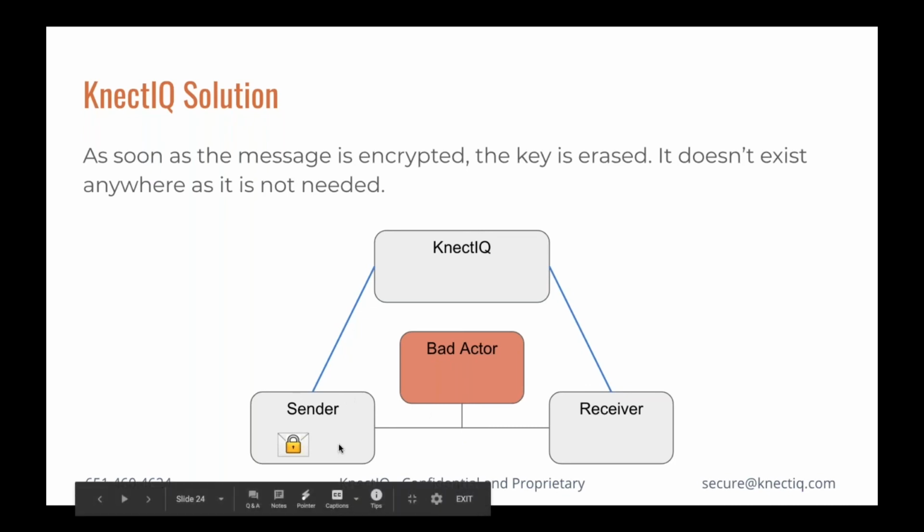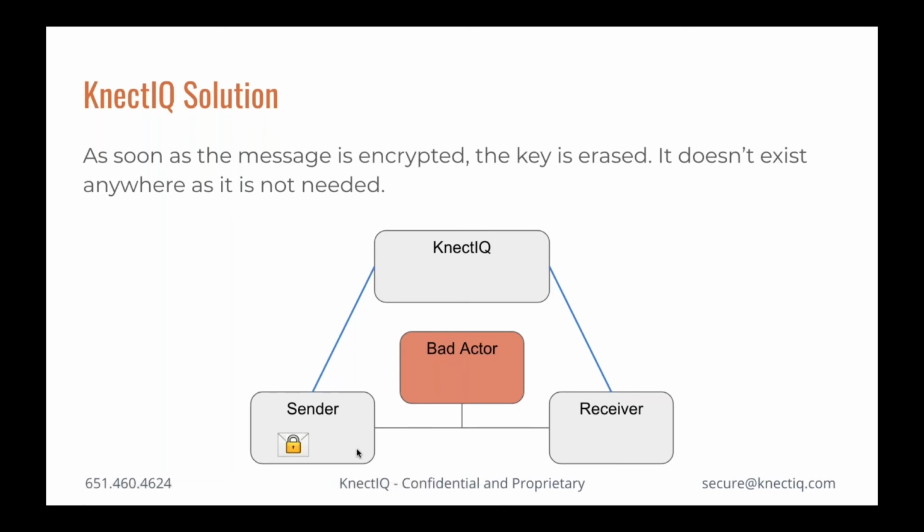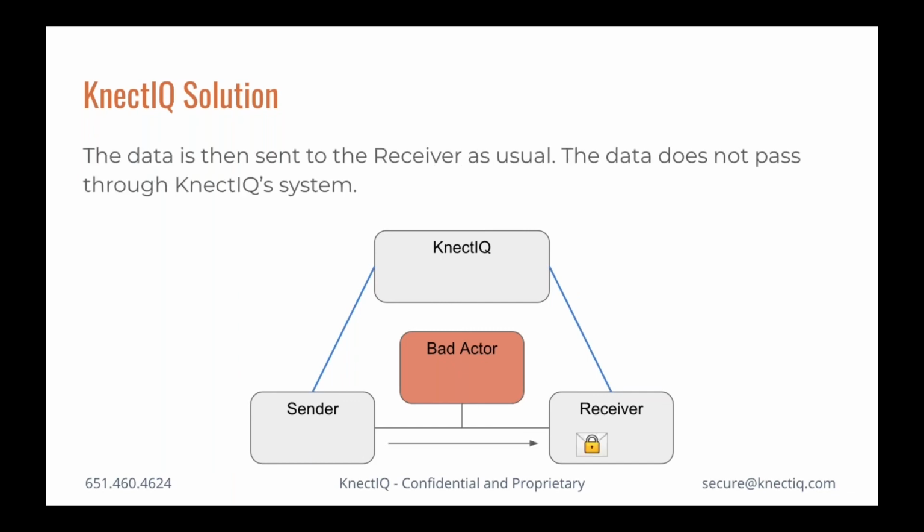As soon as that data is encrypted, that key is wiped from memory, okay? Doesn't exist anymore. Why? Because we don't need it anymore. No one needs it, right? The data is already encrypted. It's only a target for bad actors at this point. Then the data is sent to the receiver the same way it is today, right? We're not doing anything with how the nodes communicate on the internet. They just talk to each other the same way that they do today.